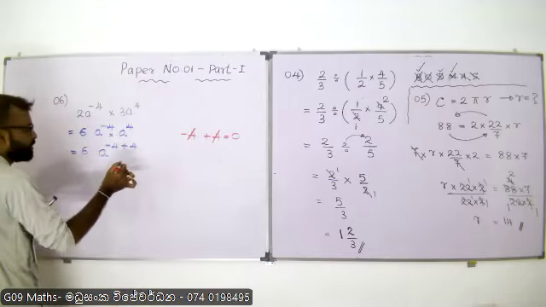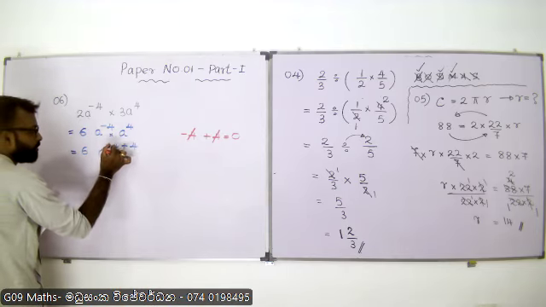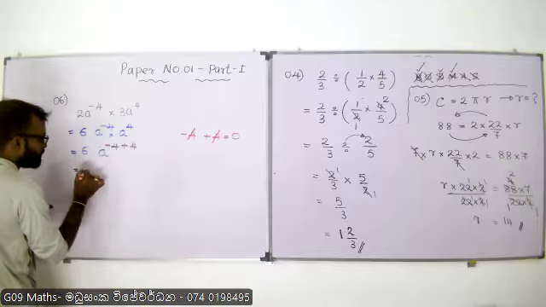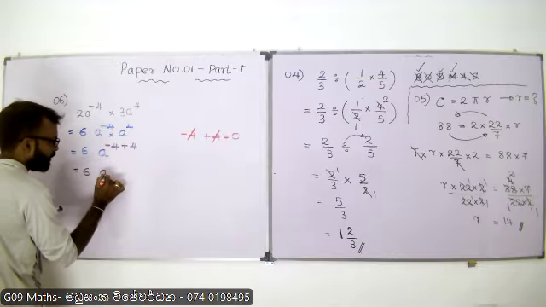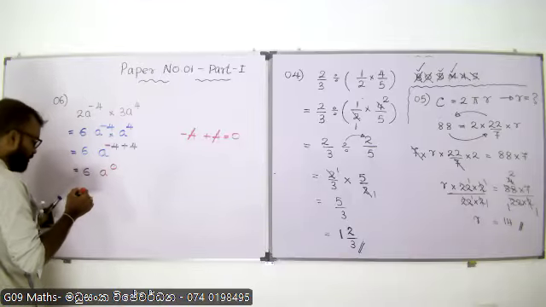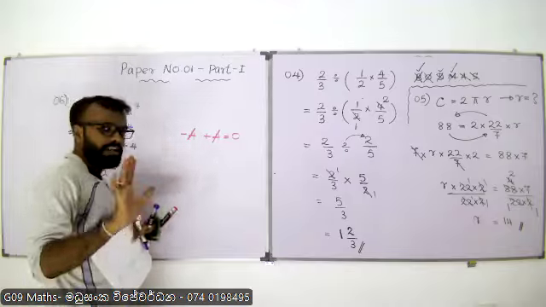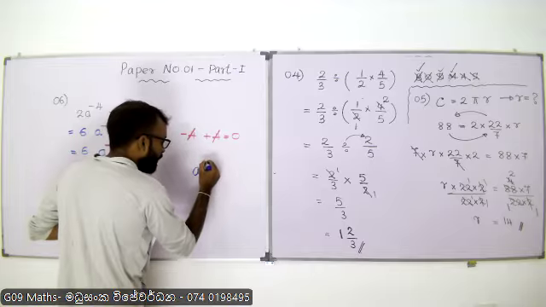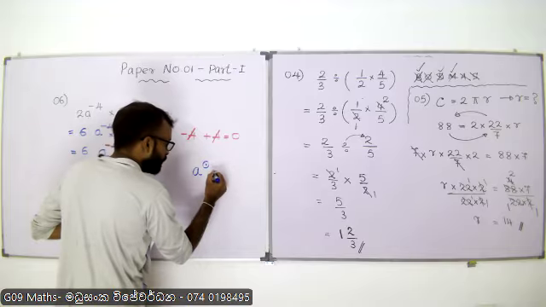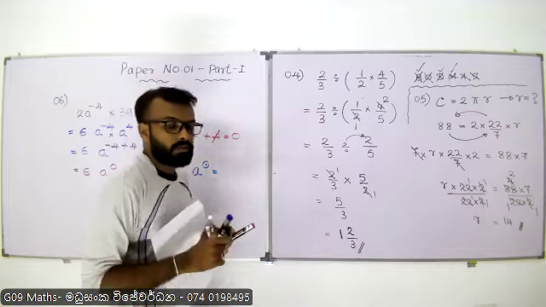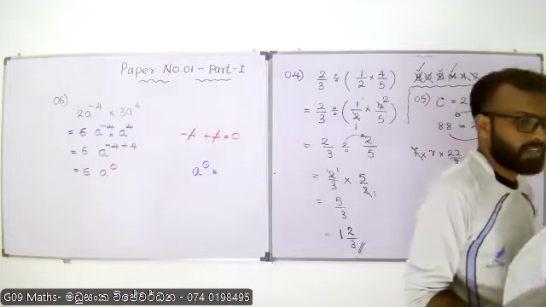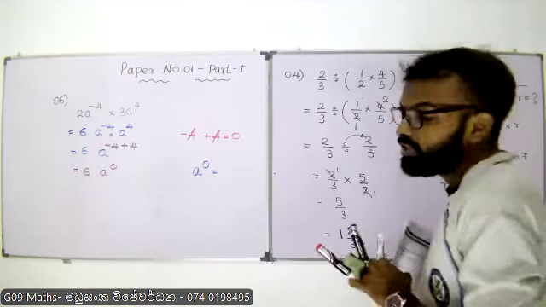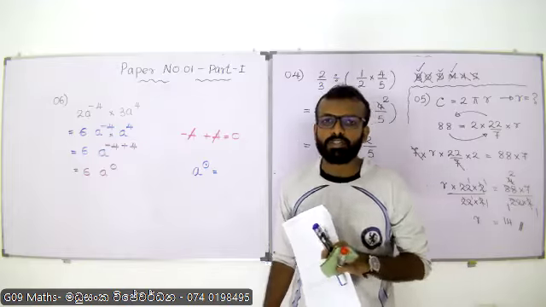So same thing here: negative 4, positive 4. So the answer is 6 times a to the power 0. Can anyone tell me, what is the value of a to the power 0? What is the value of a to the power 0?